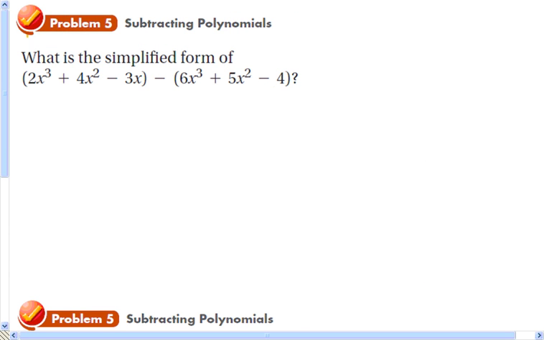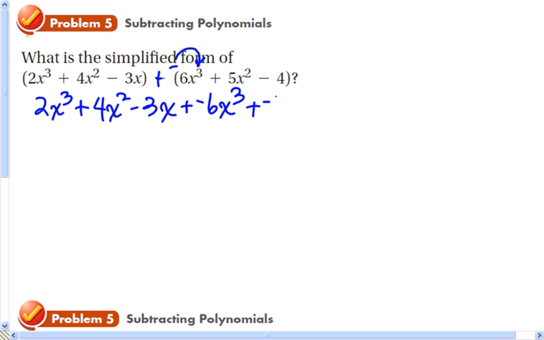All right. Another way you can do this is by rewriting this subtraction as adding a negative and then distributing that negative there. And then we'll line up the like terms. So we really want to do this: 2x to the third plus 4x squared minus 3x. And everything in here now is going to become a negative when we distribute this negative. So this is going to become negative 6x to the third plus negative 5x squared plus positive. We're going to subtract the negative of that, so that would be a plus 4.